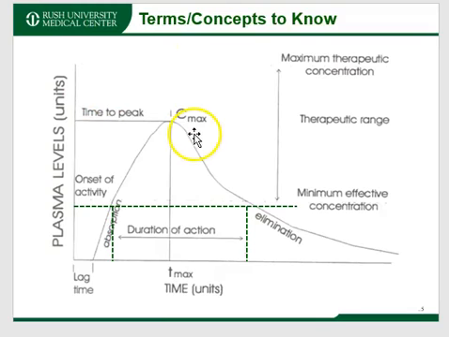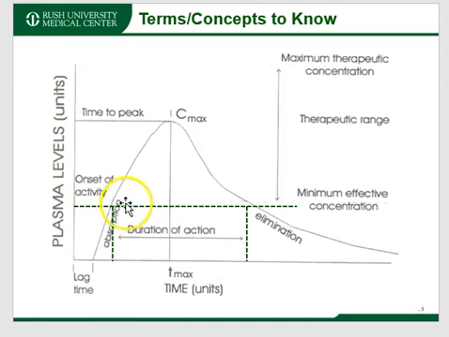So just to have a brief review, these are terms and concepts that you need to know that are basically graphically or mathematically defined. So here's a plasma concentration over time curve for an orally administered drug, where you see there's a lag time in terms of when the drug was first administered to when you can detect it in the plasma. Okay, this demonstrates liberation, absorption, and distribution.